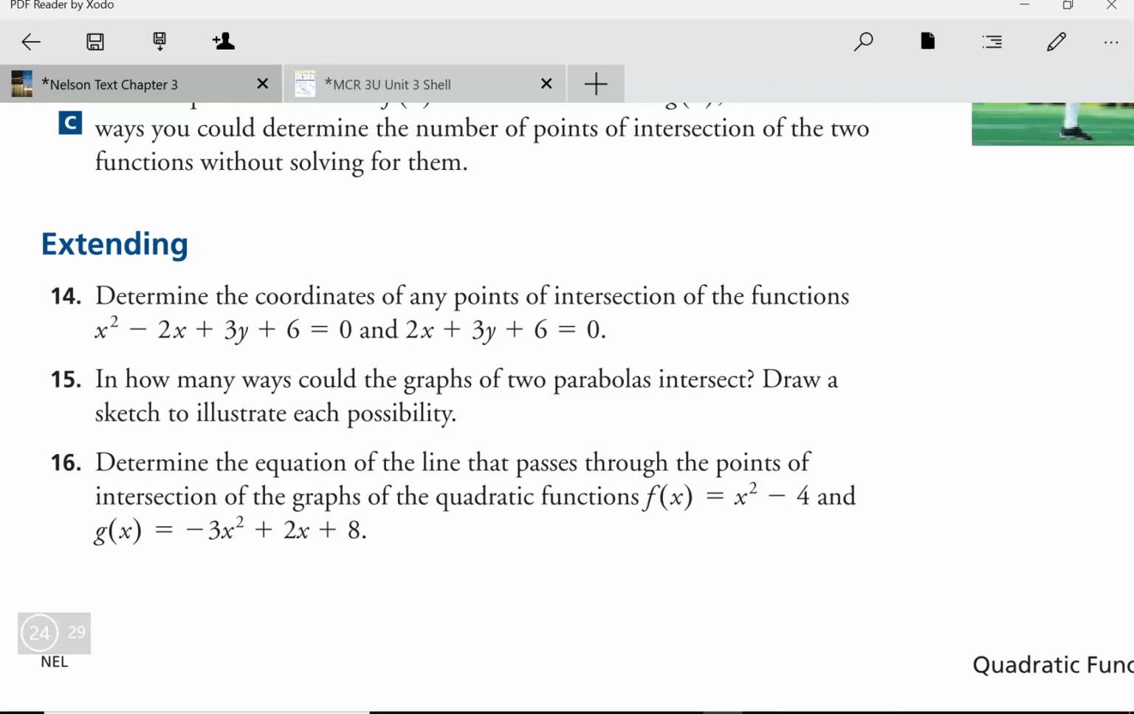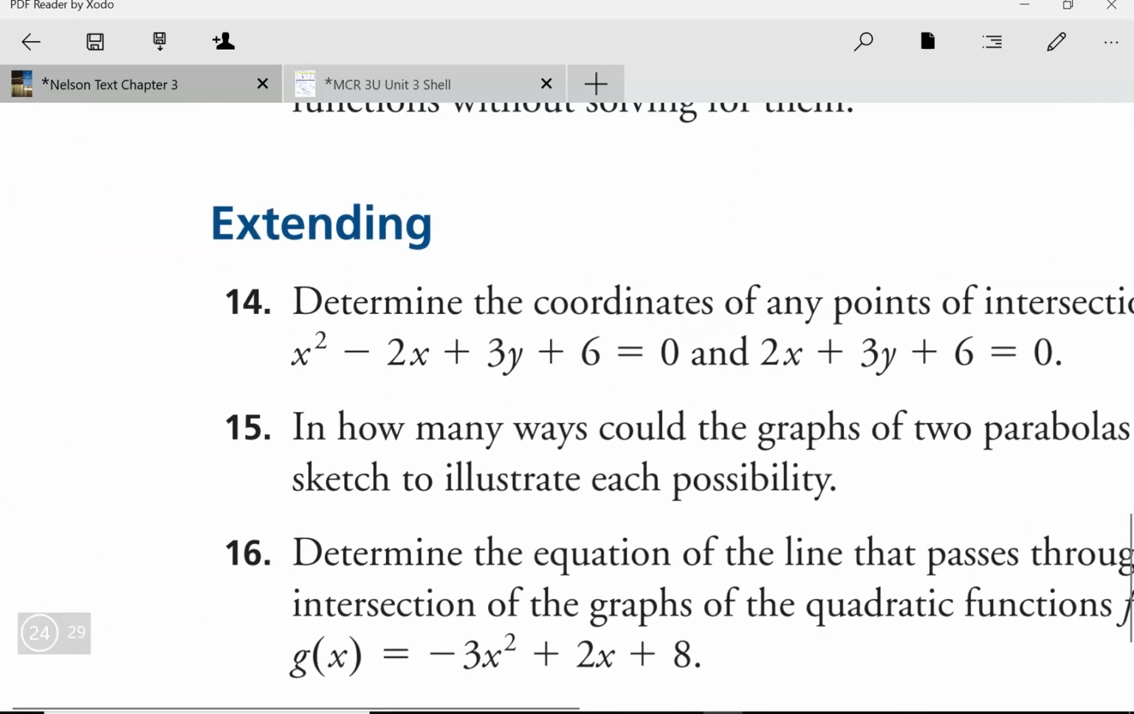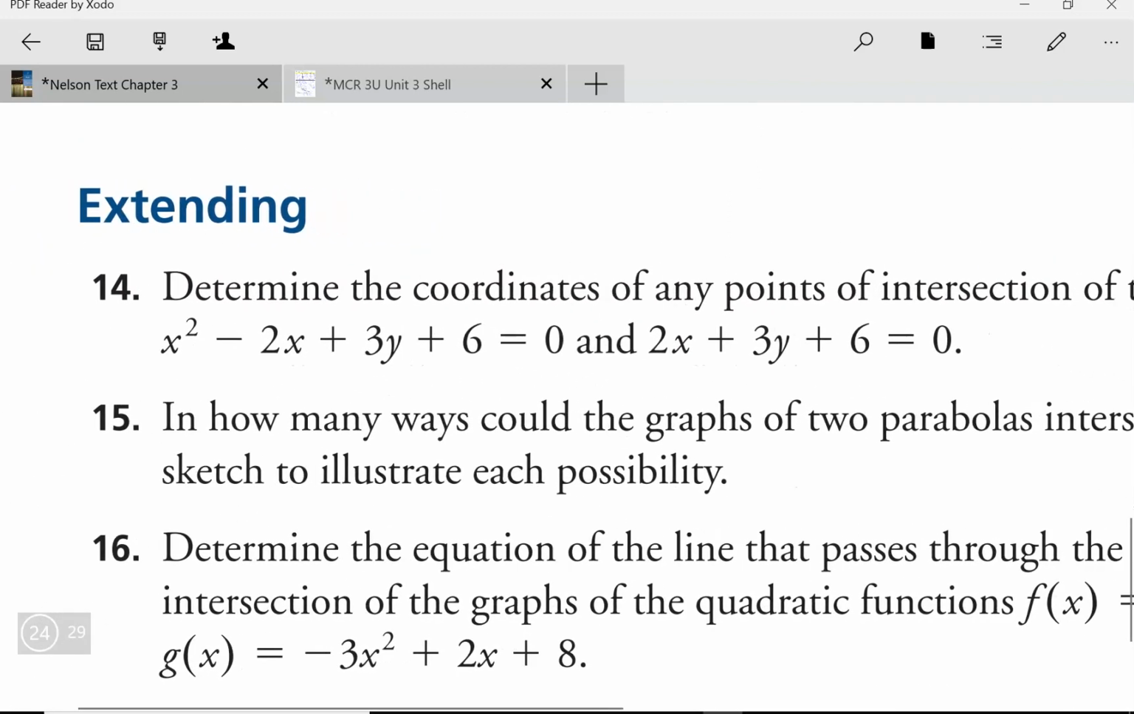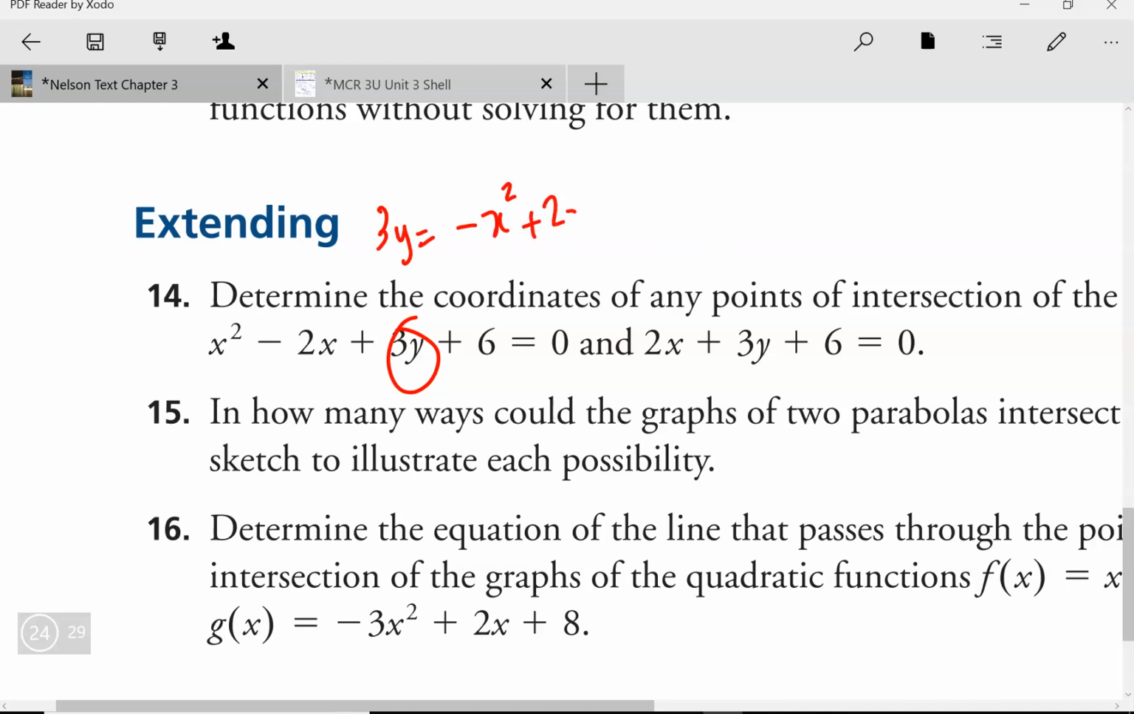Again, it's not that complicated. They're just not given in a regular form, but at a point of intersection, the x and the y will be the same, right? We know that. So we're just going to rearrange for 3y here equals negative x squared plus 2x minus 6. And here 3y equals negative 6 minus 2x.